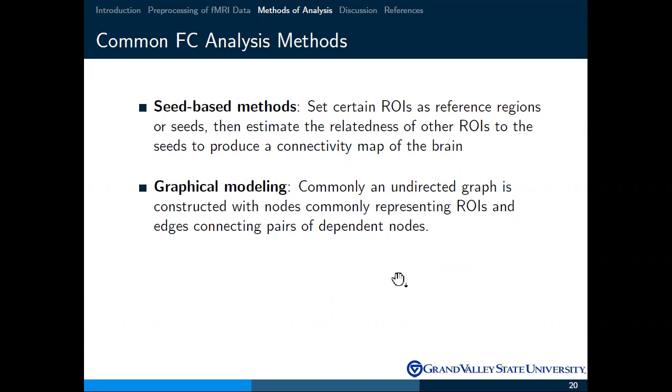Graphical modeling, which is the methods I developed in my dissertation were all related to graphical modeling, works by commonly constructing what we call an undirected graph consisting of nodes or vertices, which represent the brain regions, and edges connect the vertices or brain regions in the graph if they're related enough. And that's where the different measures of association can be used to construct a graphical model.